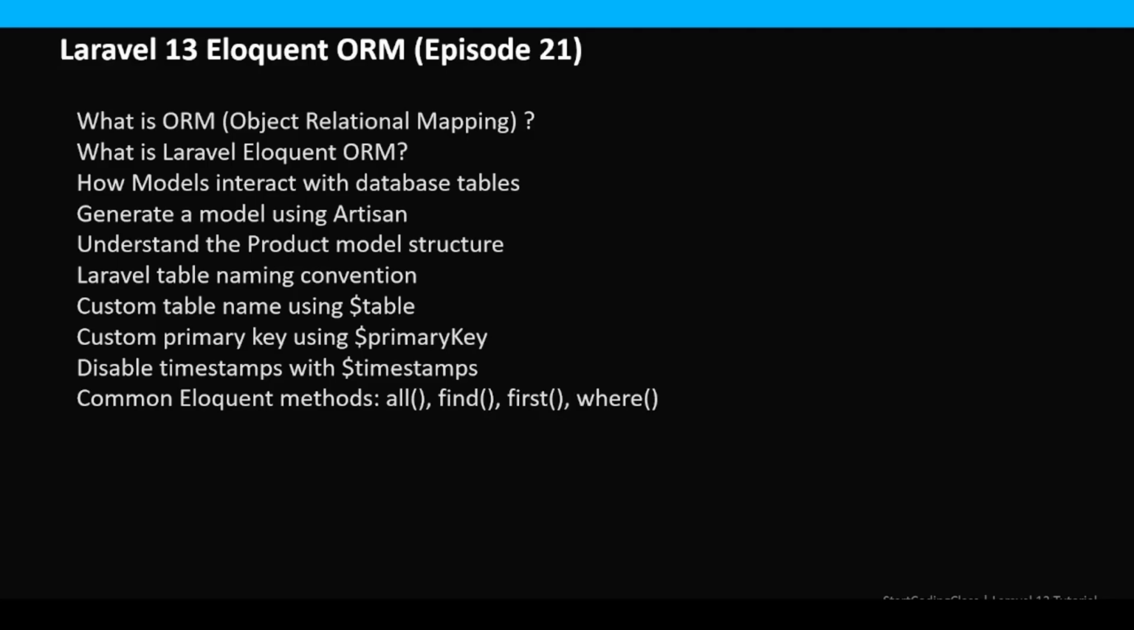So in this video we are going to see what Laravel Eloquent ORM is, how to interact with a database table, and how to generate a model using the Artisan command. We will create, for example, a product model and understand the model structure and Laravel table naming convention. Also, we can add a custom table name here, you can define a custom primary key in this model, and you can disable the timestamps with the $timestamps property. Okay, so let's go to VS Code and we will see everything step by step.